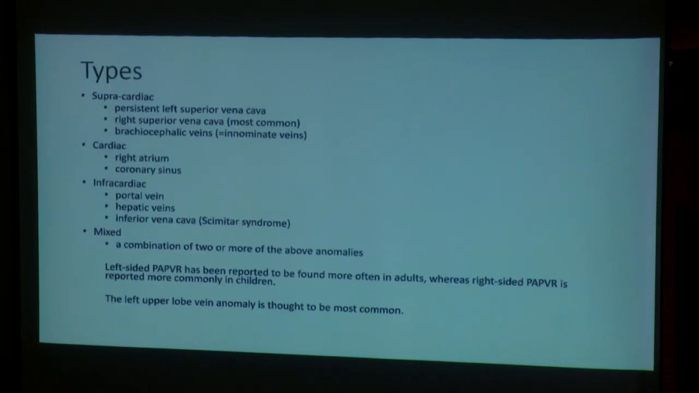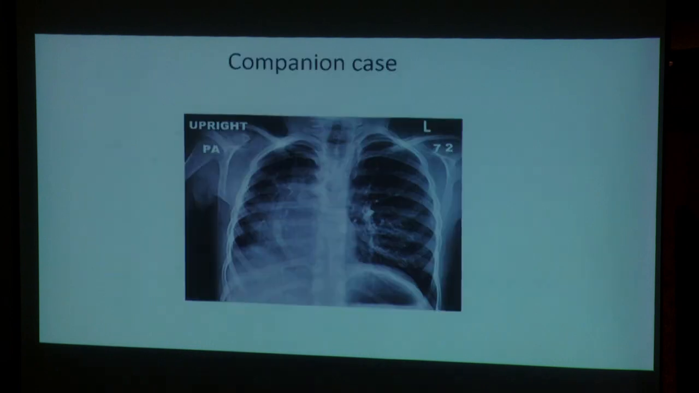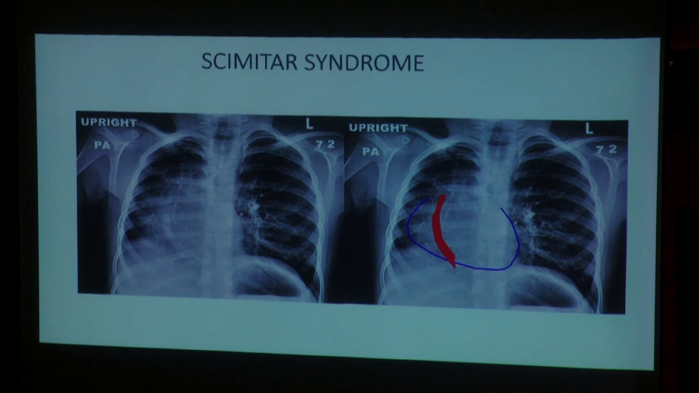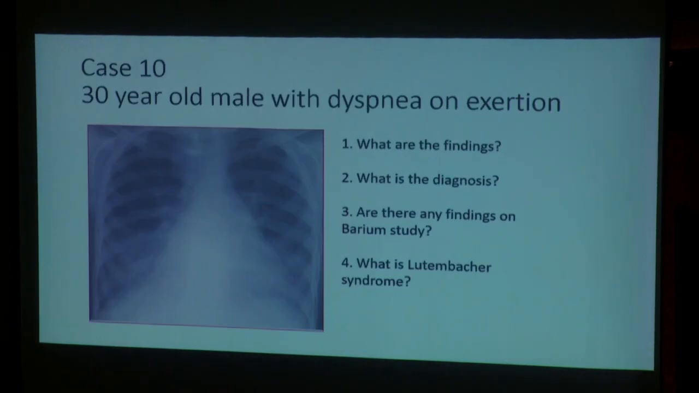These are the types. We'll skip this. Left side is more commonly reported in adults, and the right side is more commonly reported in children. Okay. I have 5 more minutes. I have 2 more cases. Okay, this is again a companion case showing a scimitar sign, partial anomalous pulmonary venous return, with scimitar syndrome. Okay. This is a 30-year-old male with dyspnea on exertion.